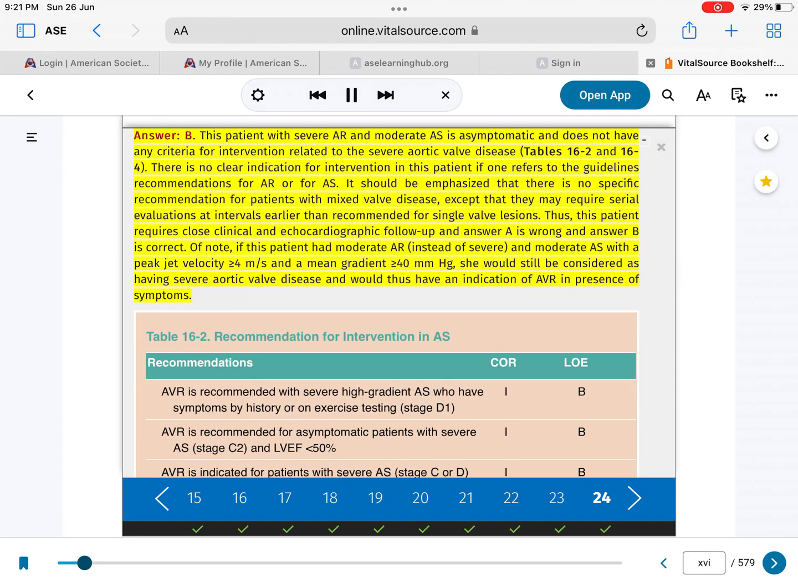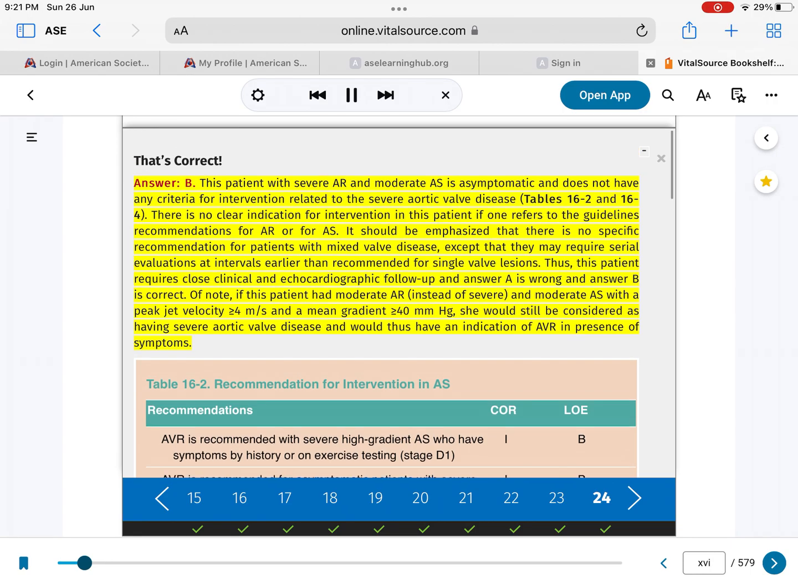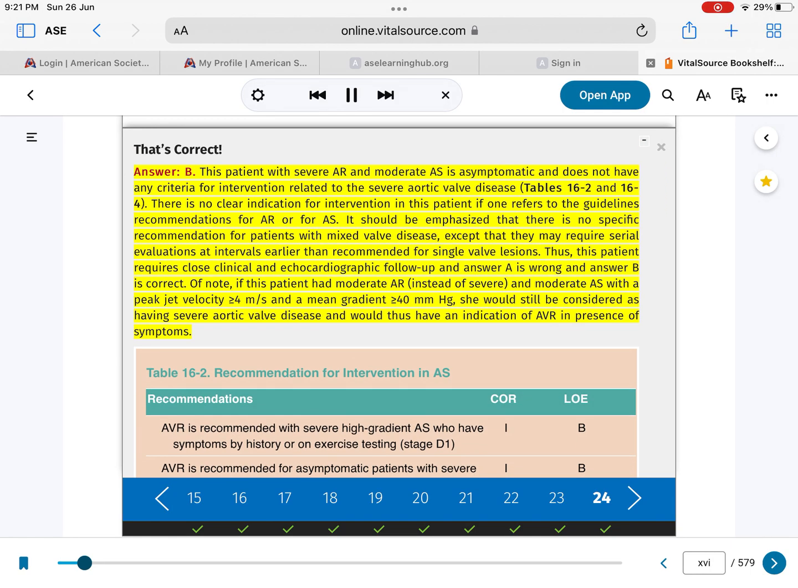Answer. B. This patient with severe AR and moderate AS is asymptomatic and does not have any criteria for intervention related to the severe aortic valve disease. Tables 16.2 and 16.4. There is no clear indication for intervention in this patient if one refers to the guidelines recommendations for AR or for AS.